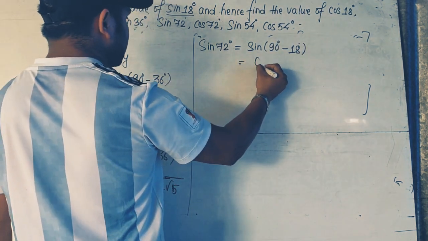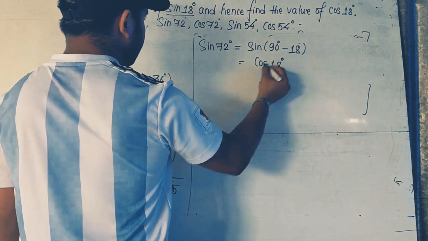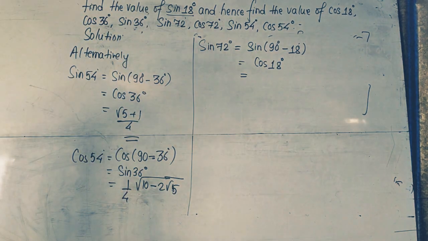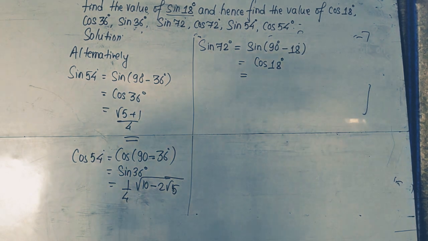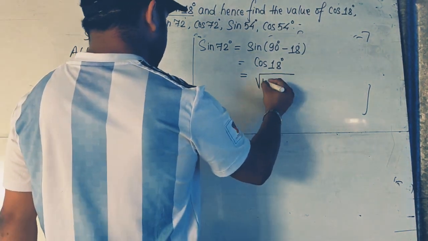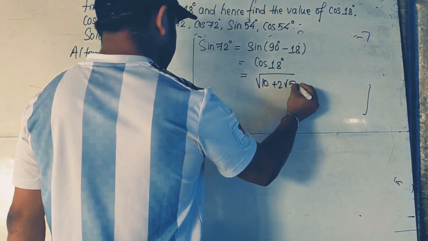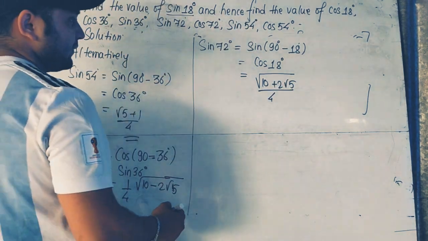Sine 90 minus 18 gives you cos 18 degree. We had previously obtained the value of cos 18 degree. The value of cos 18 degree was root under 10 plus 2 root under 5 divided by 4. This is the value of sine 72 degree.